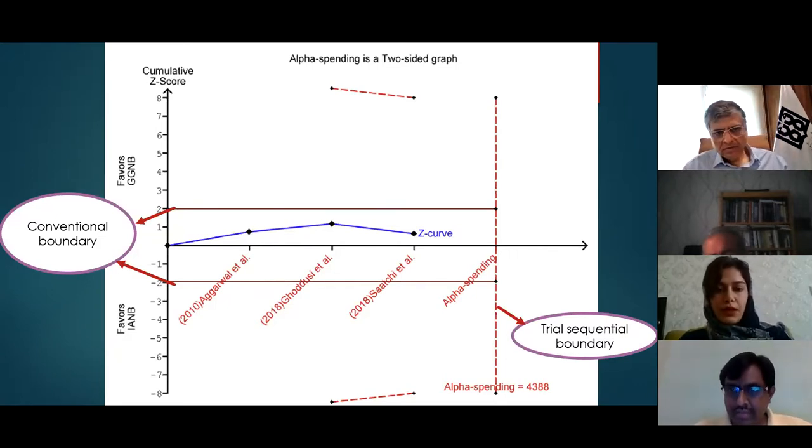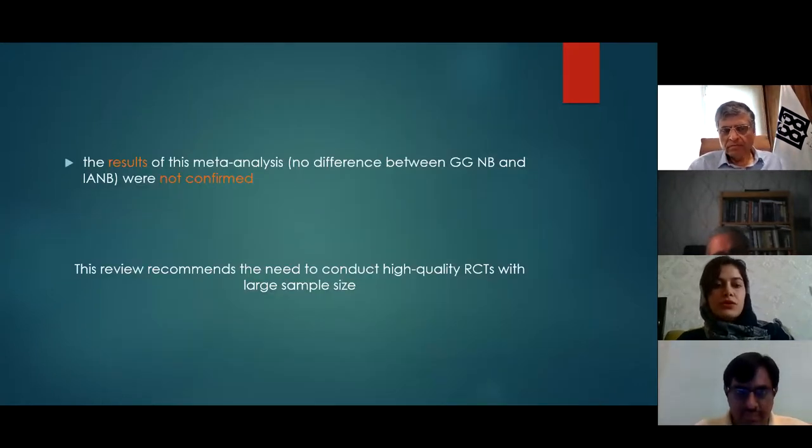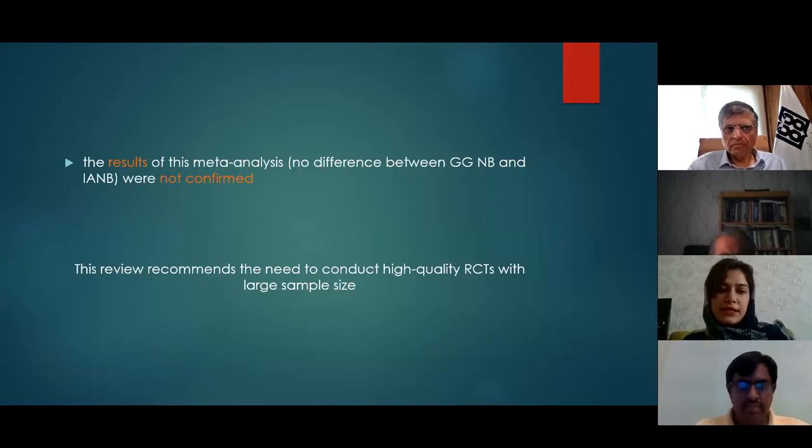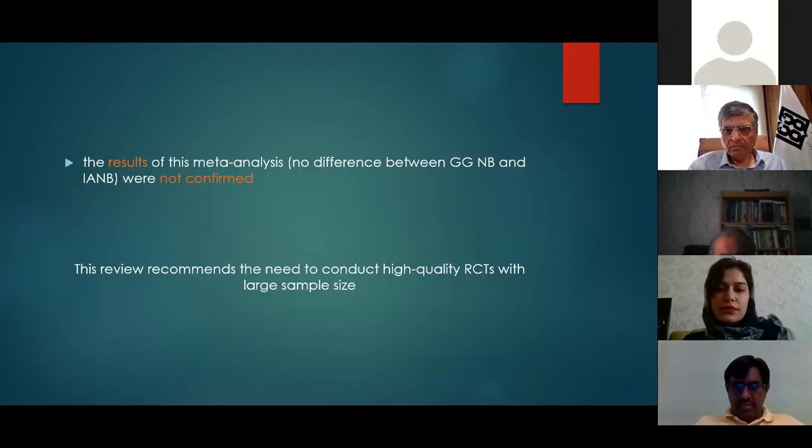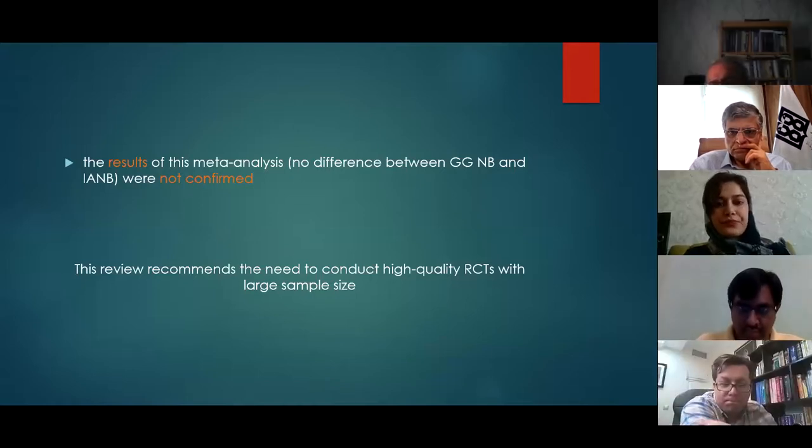Okay. So the result of this meta-analysis, which showed no difference between GO gates and inferior alveolar nerve block, was not confirmed because of the small sample size. And this review recommends the need to conduct high-quality RCTs with large sample size.